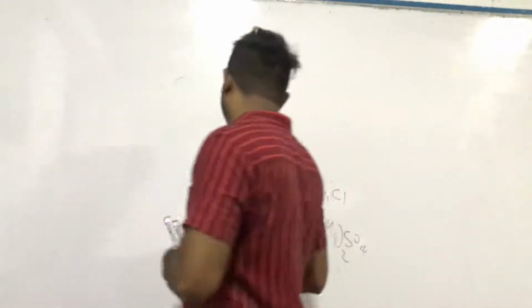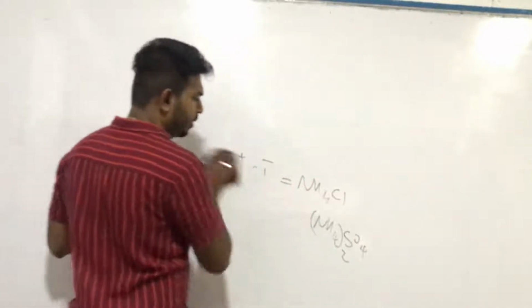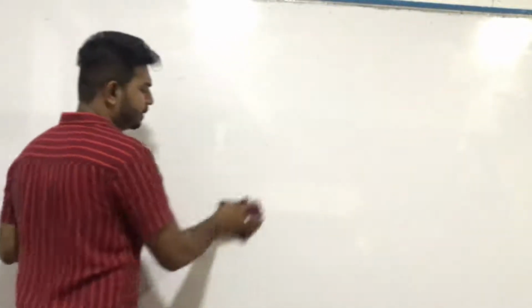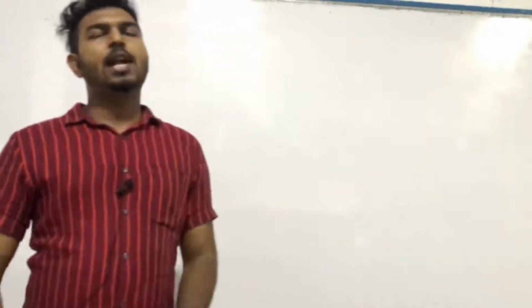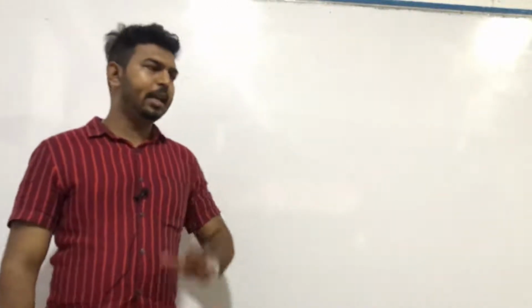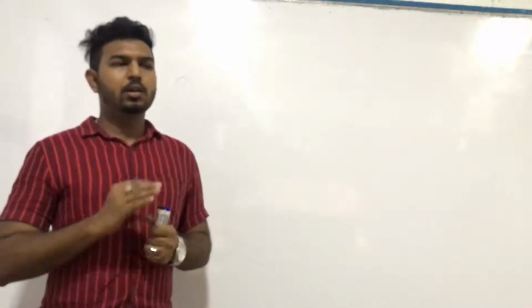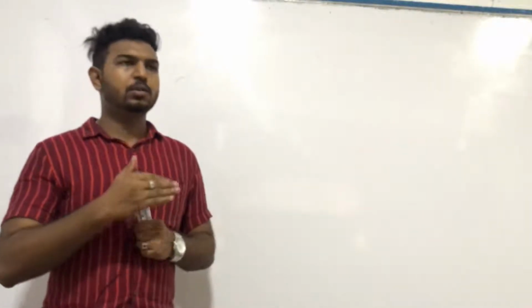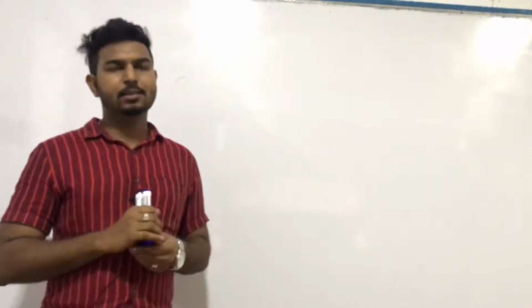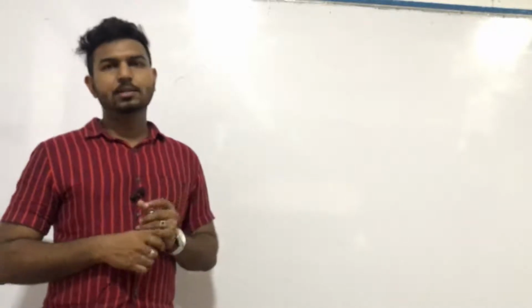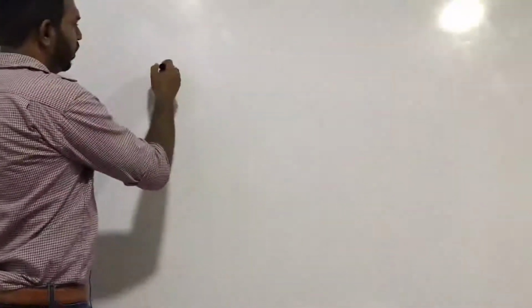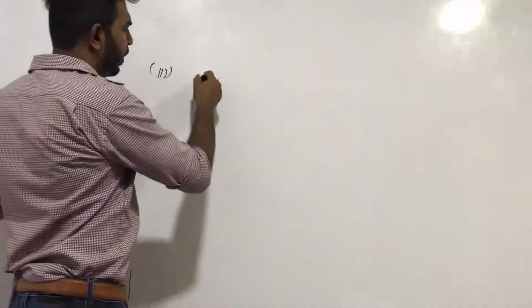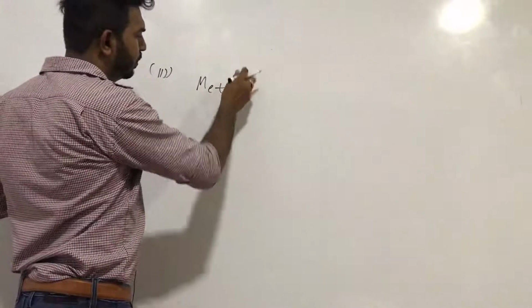So ammonium chloride is a non-metallic ionic compound, ammonium sulfate. Likewise, there are some non-metallic ionic compounds. So that's all for ionic bonds. So far we have discussed covalent bonds and ionic bonds. Okay, let's start metallic bonds. So the third primary interaction is metallic bonds.